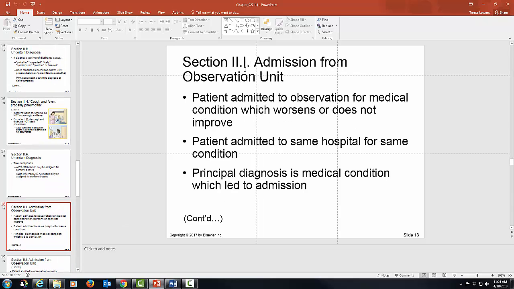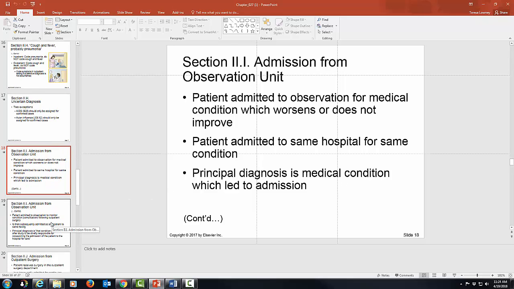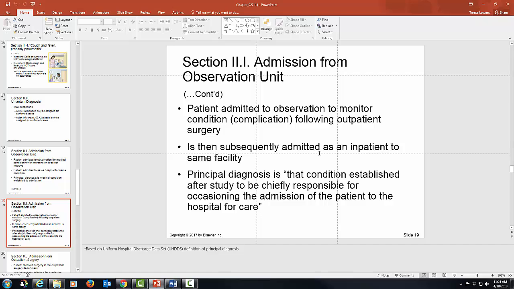Section 2I, admission from the observation unit. If the patient is admitted for observation for a medical condition which worsens or does not improve, then the patient is usually admitted to that same hospital for the same condition, and the principal diagnosis is the medical condition which led to that admission. If the patient is admitted to observation to monitor a condition or a complication following an outpatient surgery, they thought the patient would be able to go home, but they started spiking a fever. So then they're going to admit them.